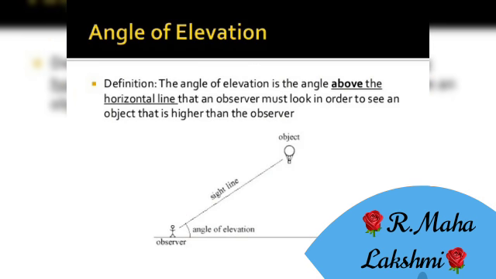Angle of elevation. Definition. The angle of elevation is the angle above the horizontal line that an observer must look in order to see an object that is higher than the observer. It is called angle of elevation.